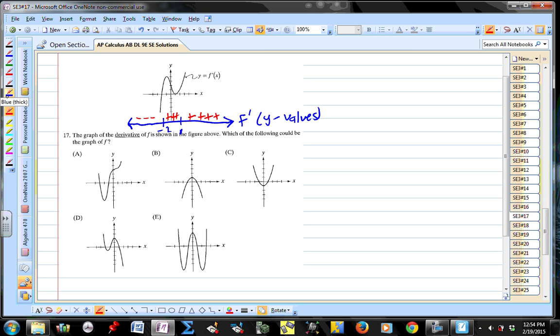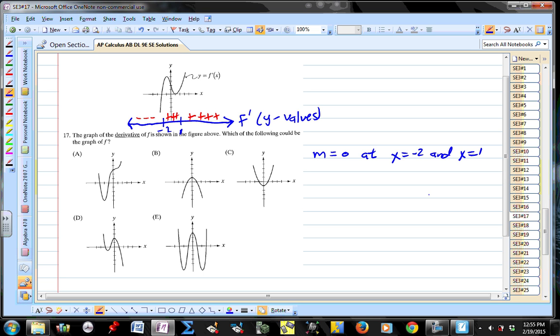So at the graphs that are listed, we're looking for a graph whose slope is 0 at or near x equals -2 and x equals +1. And then if we find multiple graphs that fit this description, we want to see which graph has a slope that is negative until x equals -2, and then positive until x equals 1, and then positive again.